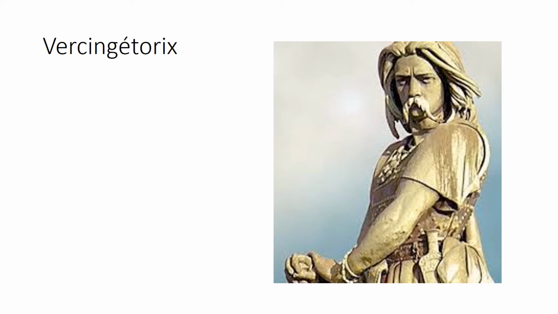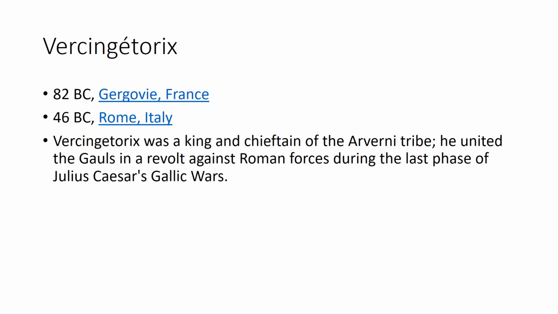So we know that Rome has defeated Carthage, right? They're expanding their empire. He is the chief of what's called the Auvergne tribe, okay? So he is born in Guerres, France, okay? And this is BC. So this is before Christianity, before Jesus, all that. He was a king and chieftain of the Auvergne tribe.